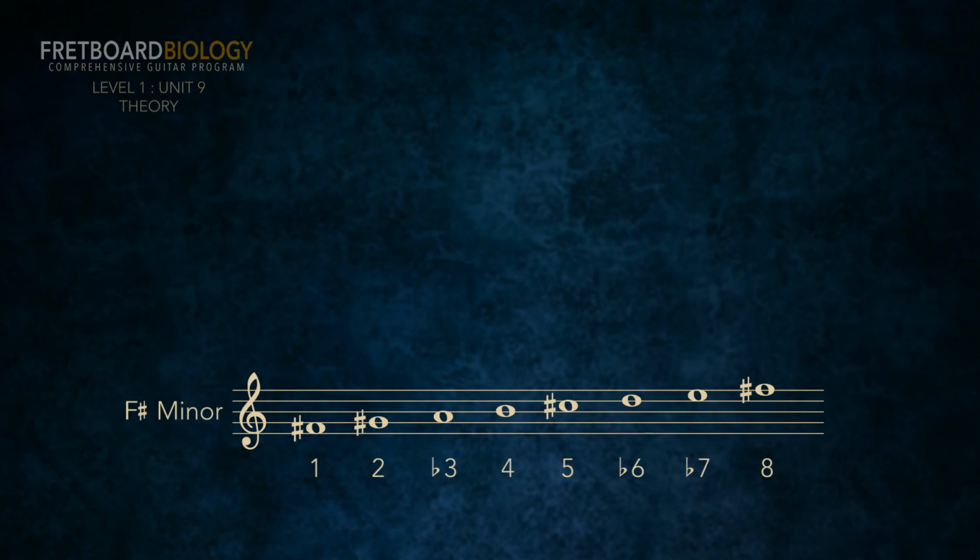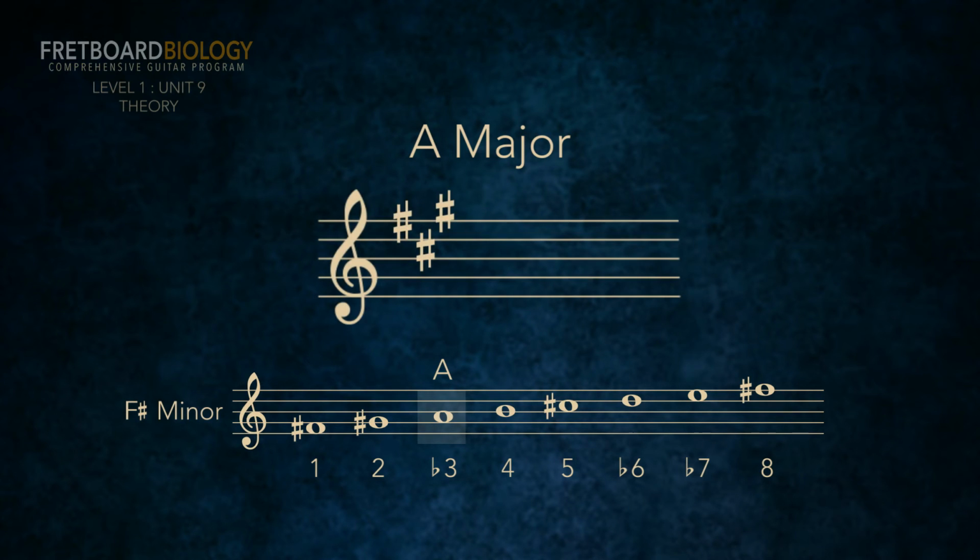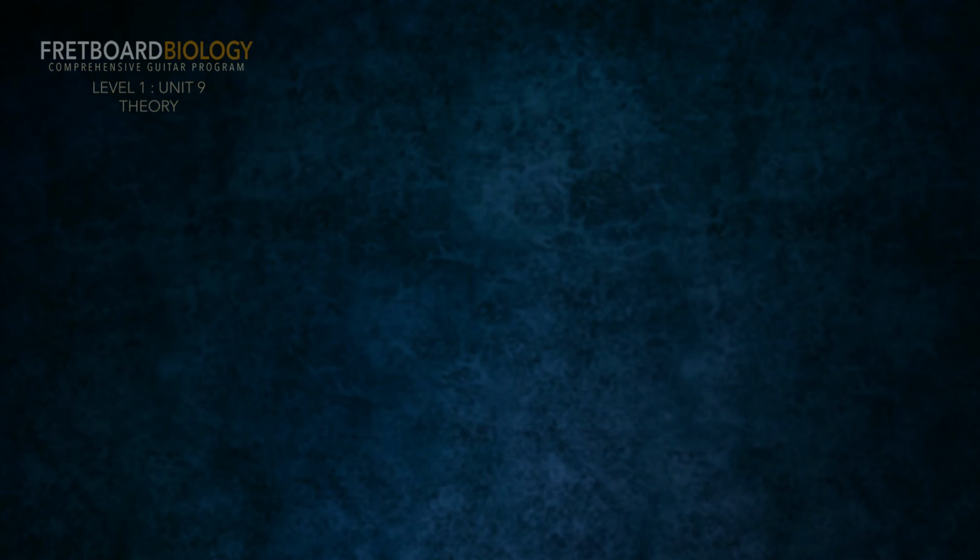Let's look at F sharp minor. What's F sharp minor's third scale degree? It's A. Therefore, A major is F sharp minor's relative major. What is A major's key signature? It's 3 sharps. They are F sharp, C sharp, and G sharp. Therefore, F sharp minor's key signature is 3 sharps, F sharp, C sharp, and G sharp.